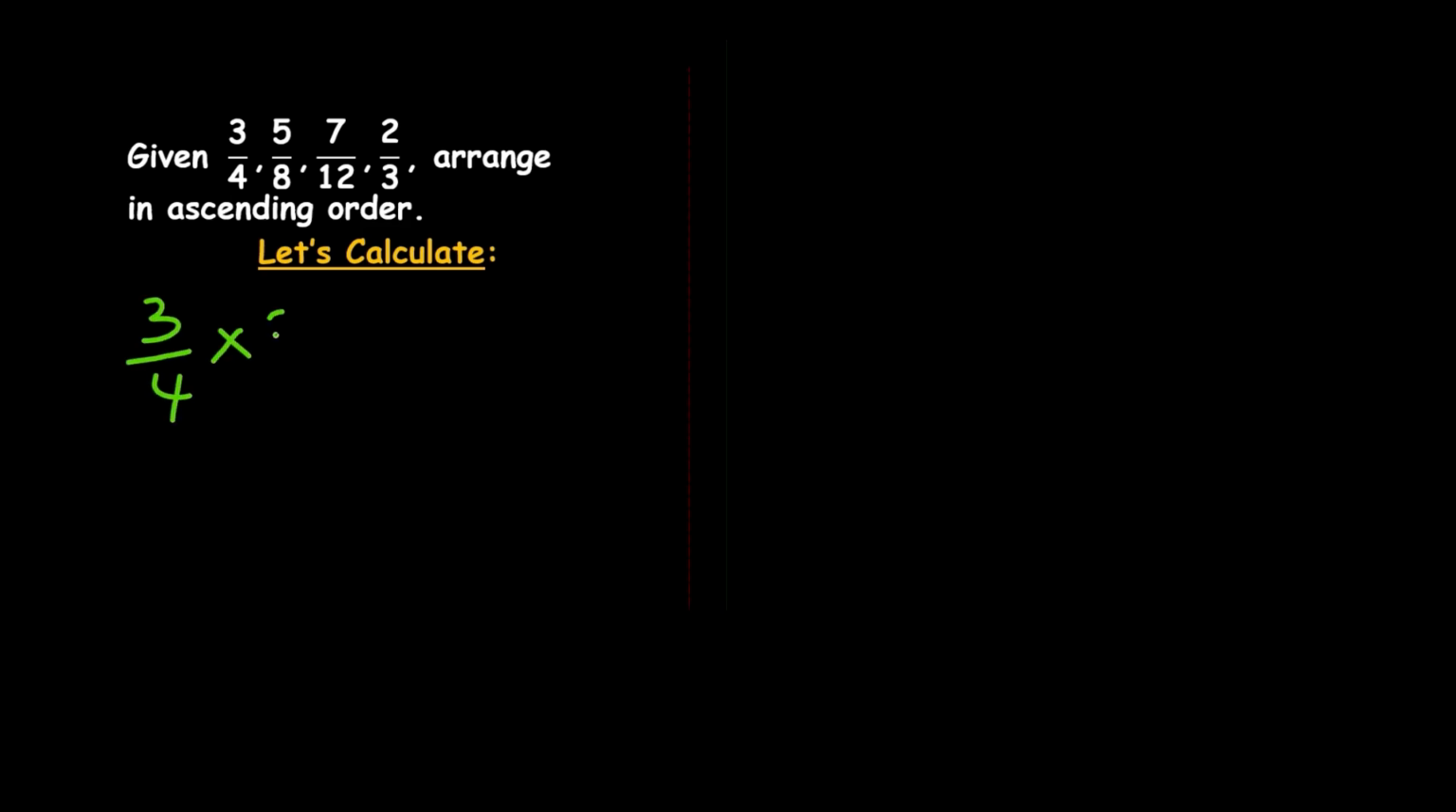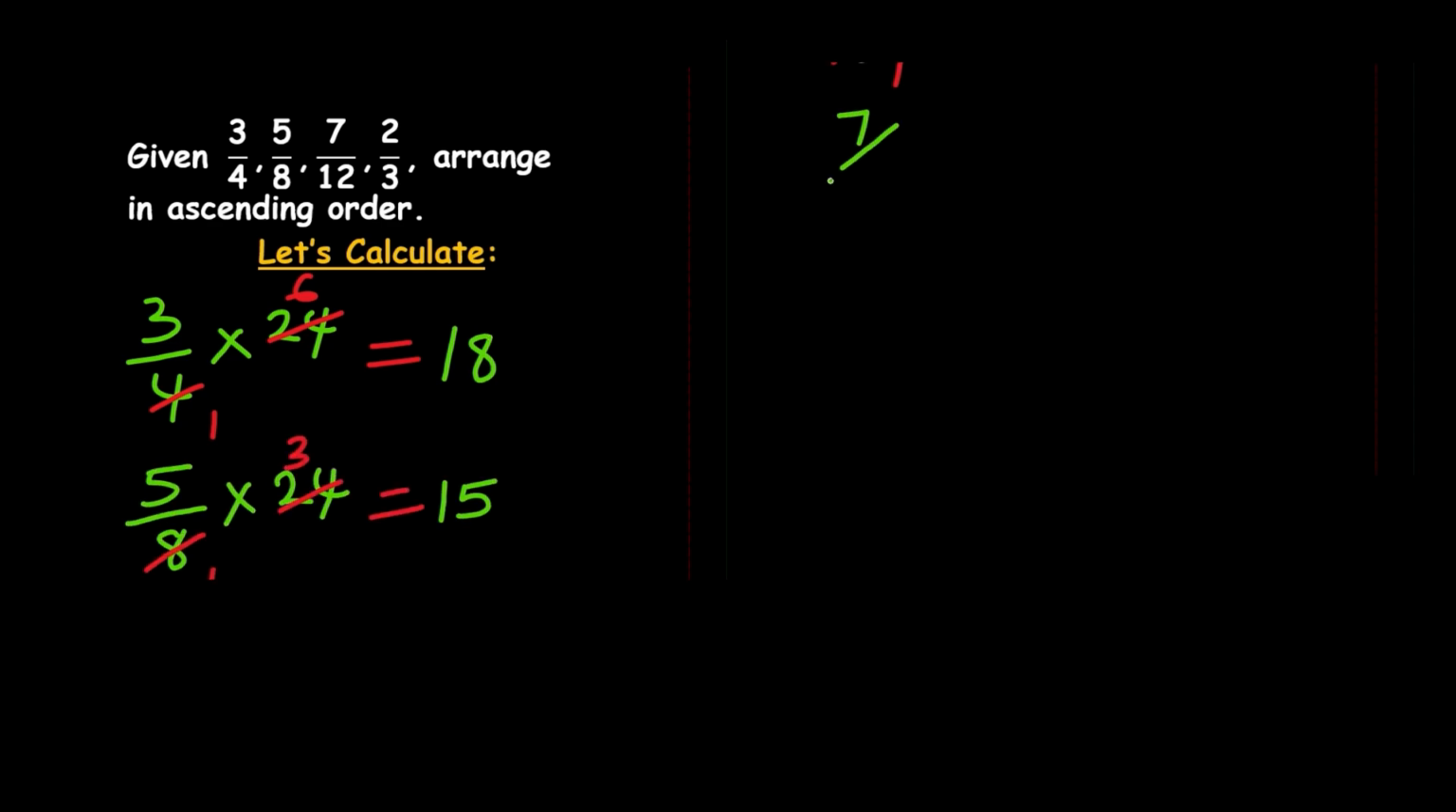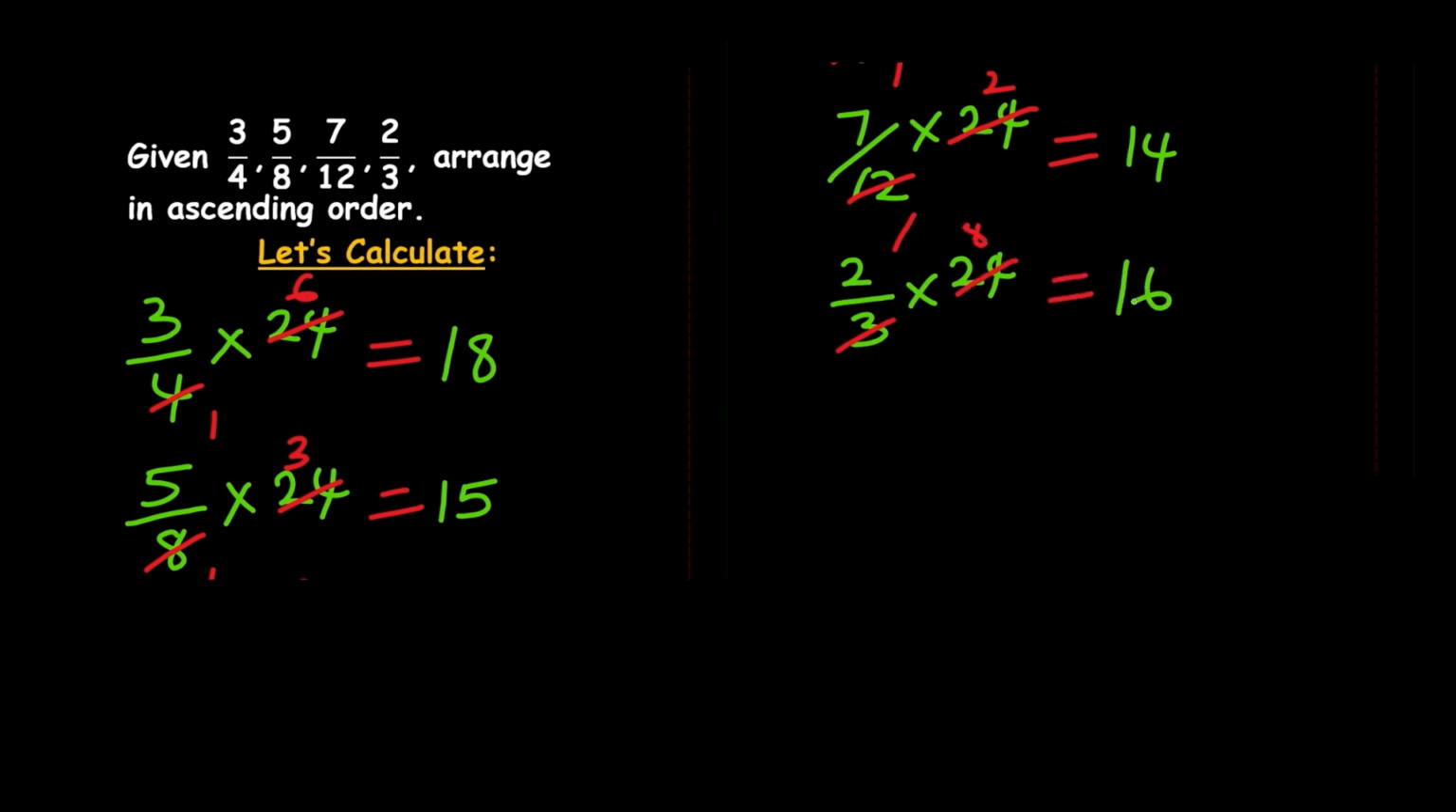3/4 times 24 is equal to 18. 5/8 times 24 is equal to 15. 7/12 times 24 is equal to 14. 2/3 times 24 is equal to 16. Now compare 14, 15, 16, 18. So, in ascending order, 7/12, 5/8, 2/3, 3/4.